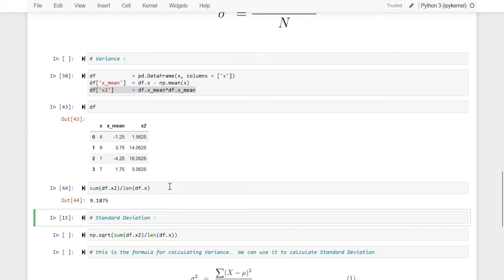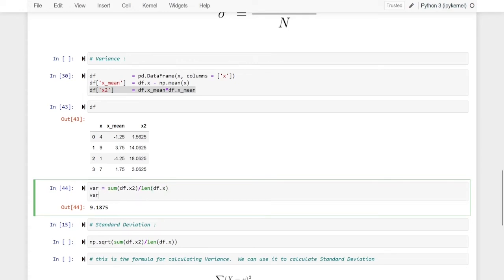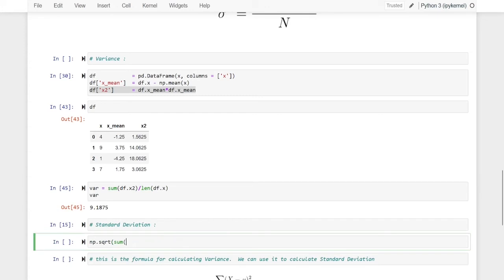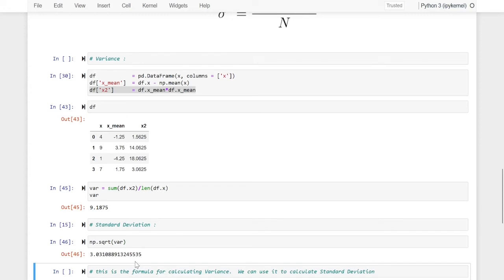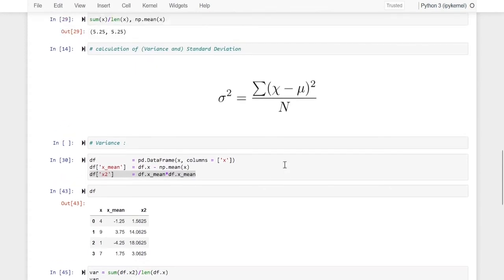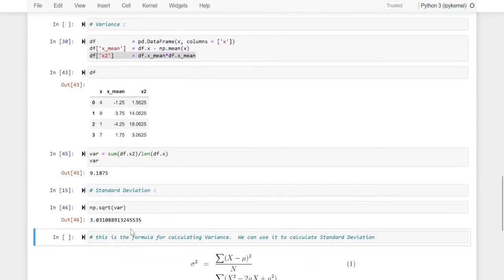We could have even done it like this, right? We can write var and then say this is var, that is nothing but variance. And then we can simplify it, and it will look much better. We will say take the square root of variance. It gives us standard deviation. Done. Let us recap what we have done. We have done all the calculation according to this formula. We got variance, and when we take the square root of this variance, we get standard deviation.